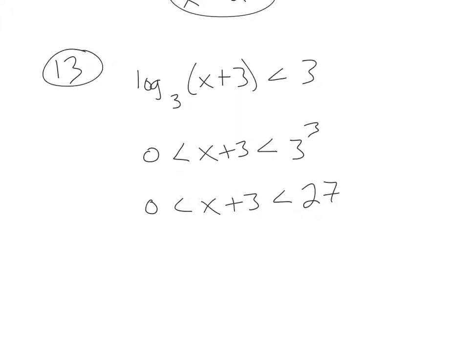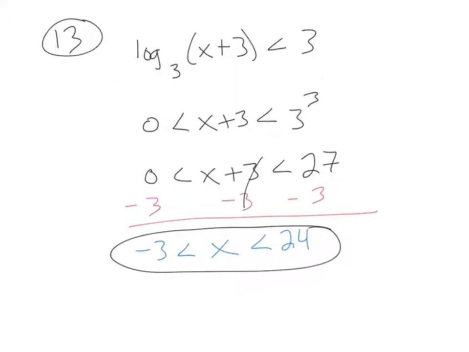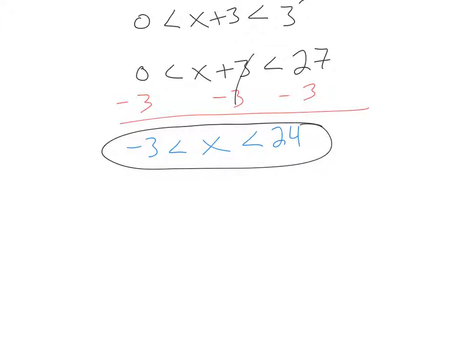We can then subtract 3 from here, but if we do that, then we've got to do it to the left and the right. Subtract 3, so you end up getting negative 3 is less than x, because that canceled out, and then you've got 27 minus 3 is 24. So that would be your solution set right there, with negative 3 being your lower bound and 24 being your upper bound.